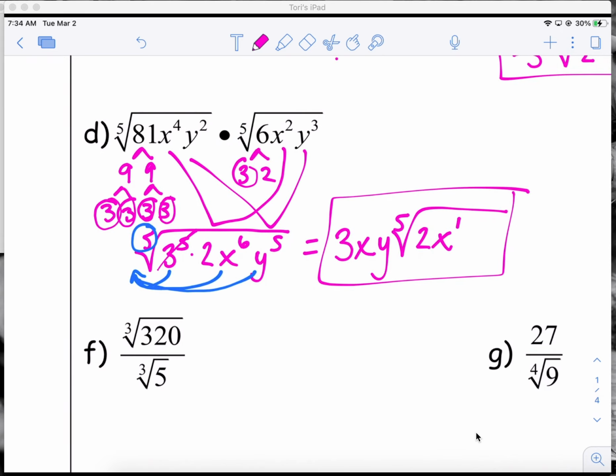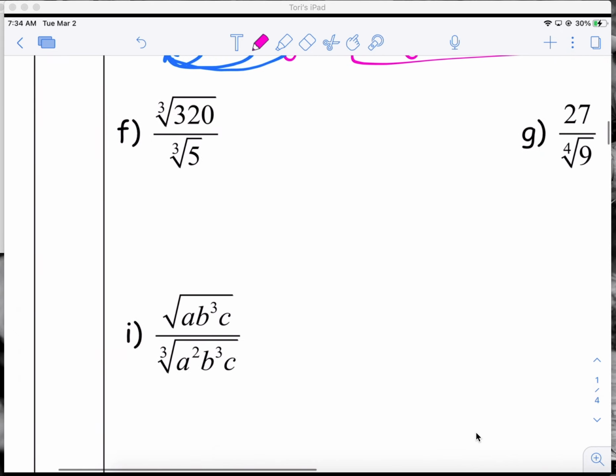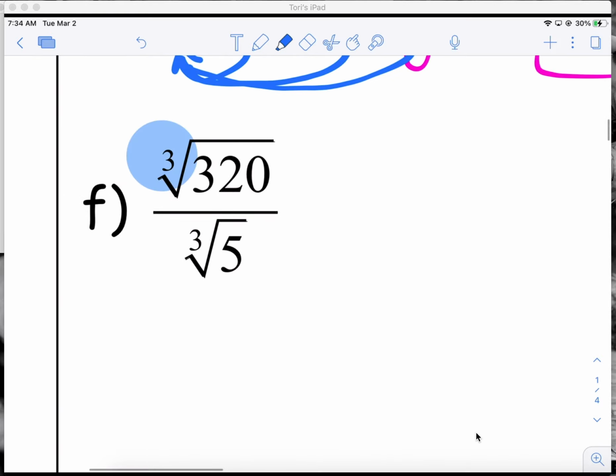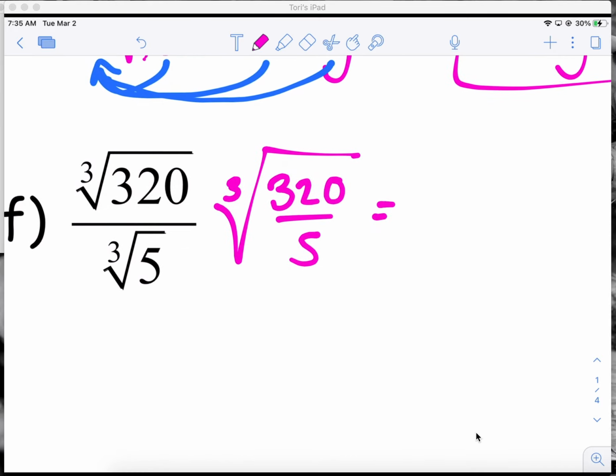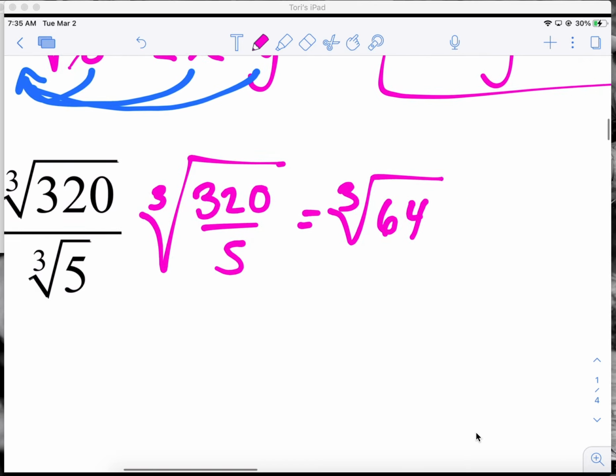Okay? All right, let's go to F. For F, if they have the same radical, that's what I mean right here, I can put them together. So I notice third root of 5 does not simplify. I could try to simplify 320, but since I know these numbers would divide if they're together, that's what I'm going to do instead. So I'm going to make a big third root of 320 over 5. I'm going to go ahead and divide that. That gives me the third root of 64, so 320 divided by 5. And now this makes my life really easy. Cube root of 64 is just 4, and we're done.